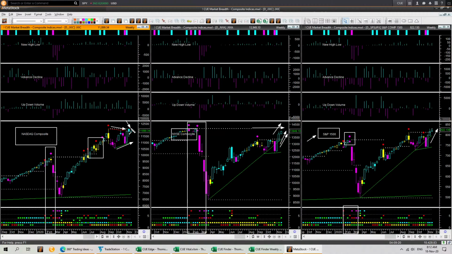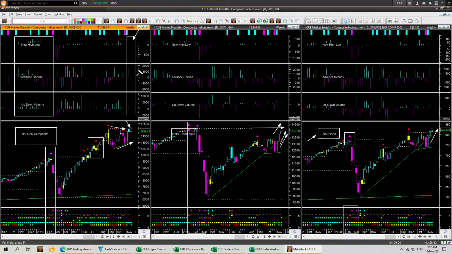Nasdaq composite index is bullish but not so strong, right at trendline resistance. If we look at the other internals, that is new high low up, new high low advanced decline up down volume for the Nasdaq composite, all are bullish at the right edge. This week is not complete yet. We are looking at up to Tuesday's market close data.